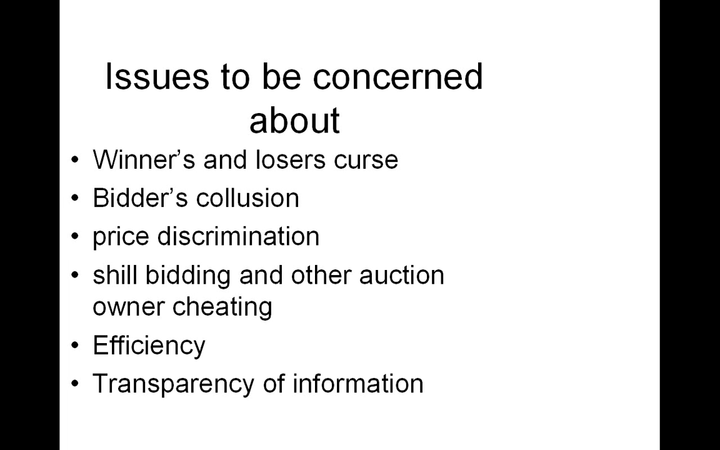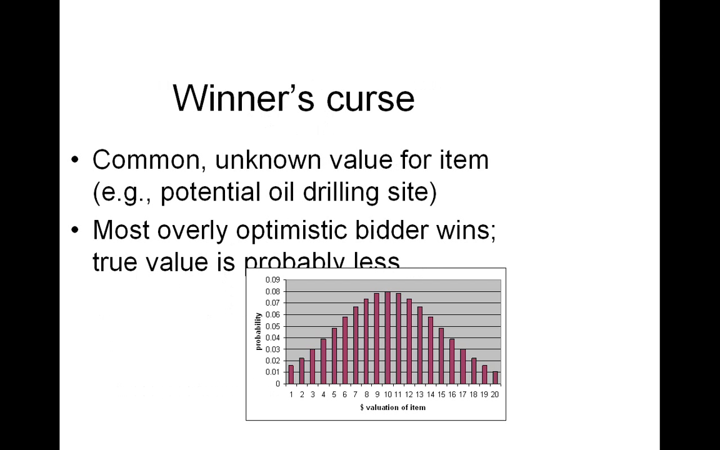So winner's curse happens when you get an unknown value for an item and the overly optimistic bidder wins, and the true value is probably less. This can happen especially with a sealed bid auction where somebody is bidding way higher than everybody else. So they've evaluated the price higher, and then when they win the item and pay that high price, they feel cursed because they paid too much. Loser's curse would be just the opposite, where somebody loses the auction, doesn't get the item, but they would have won the auction if they had bid just a little bit higher, so they feel cursed in that sense.